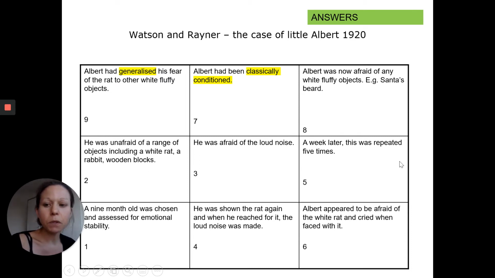So hopefully you remembered as many of those steps as possible, including some of the key language, like the fact that at the very end he generalized his fears or his phobia, and that often happens. This is a principle of classical conditioning, and as Albert was exposed to the neutral stimulus and it became the conditioned stimulus, we saw that conditioned response of being fearful of the white rat, even though originally it was just the loud noise. So hopefully you got lots of that key terminology in there as well.